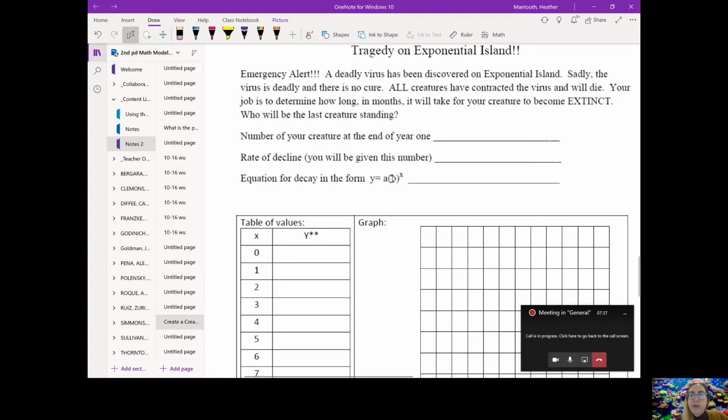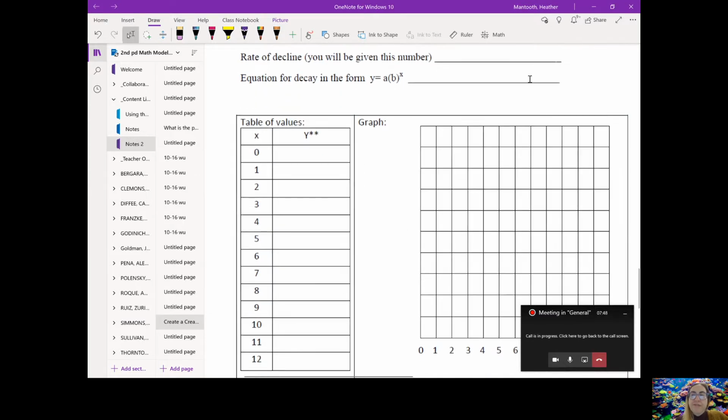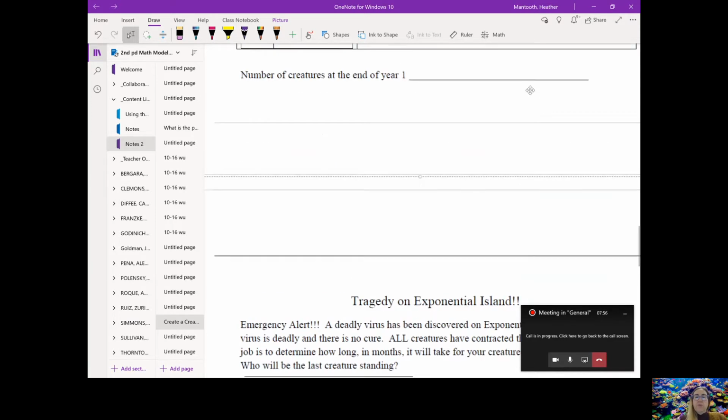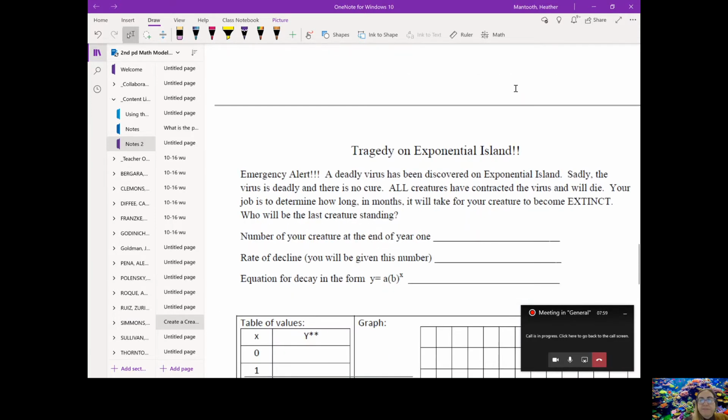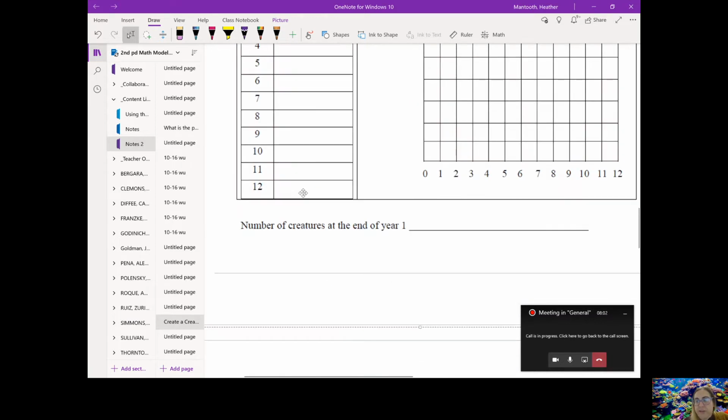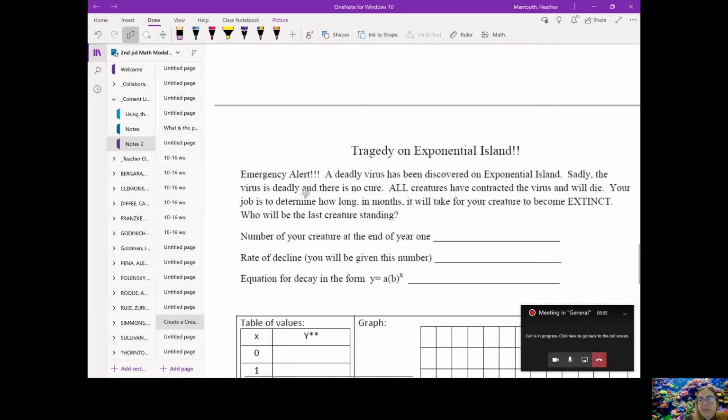And then, oh no, part 2, we have a tragedy on Exponential Island. There's been a deadly virus and there's no cure, and all animals are affected. So our populations are going to start declining, and we're going to see which populations are going to survive and which are not. Hopefully our creatures will all survive. But we need to roll a new number. So at the end of week 12 on the previous page, we will have a number there, whatever your individual number is. I'm just going to pretend, let's say mine was 150, and I'll just put that there. But this number actually comes from week 12 of the previous page.